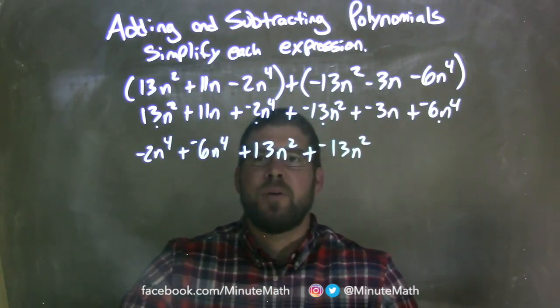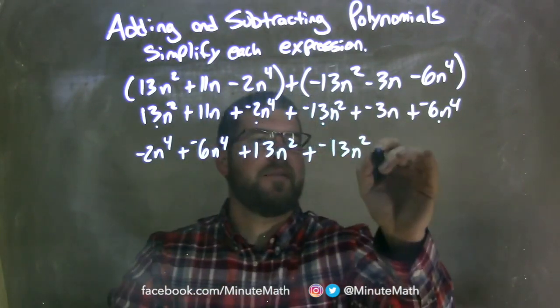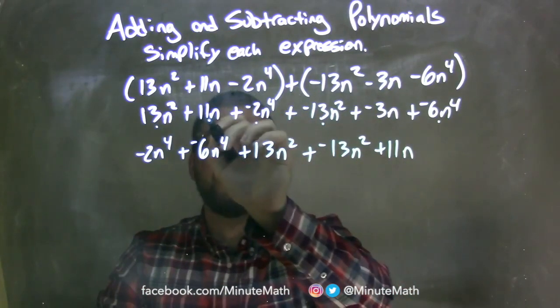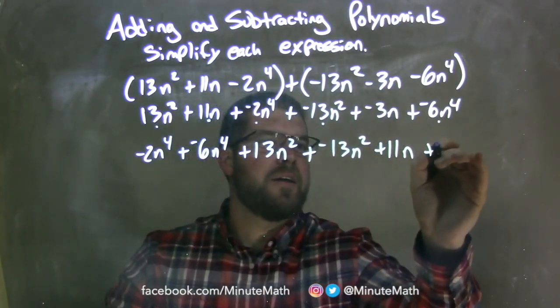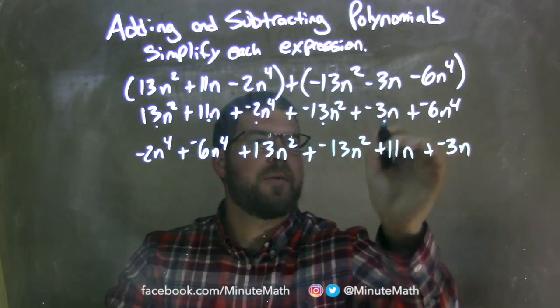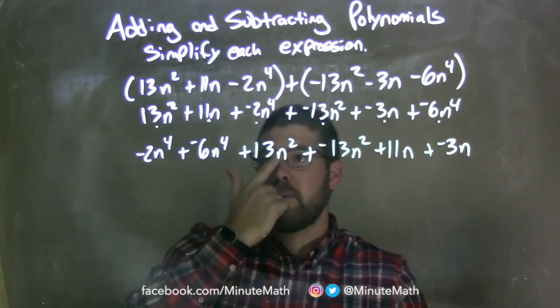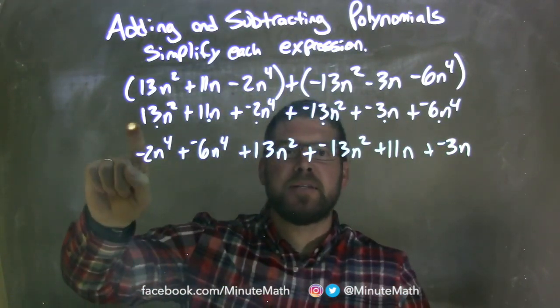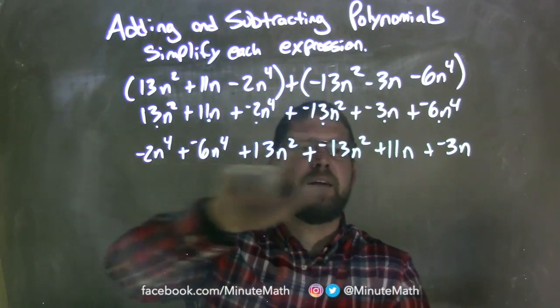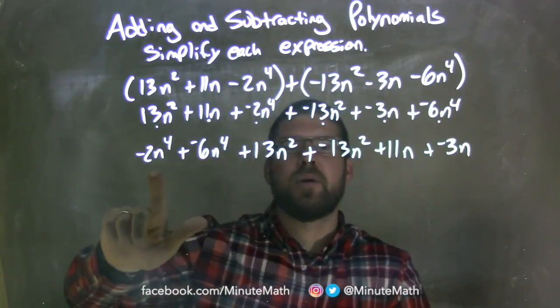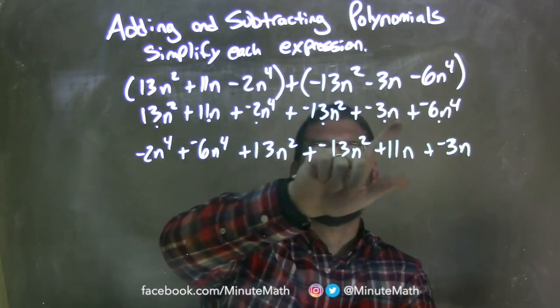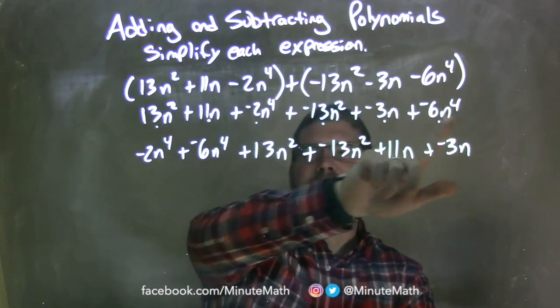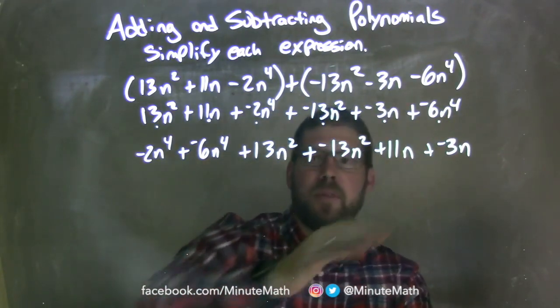So now we just have a variable n to the first power. I see 11n, so I have plus 11n right there. And then plus negative 3n right there. And that should be it. Let's double check. Let's make sure we brought everything down. 13n squared is right there. 11n is right there. Negative 2n to the fourth is right there. Negative 13n squared is right there. Negative 3n is right there. And negative 6n to the fourth is right there. I've brought them all down.